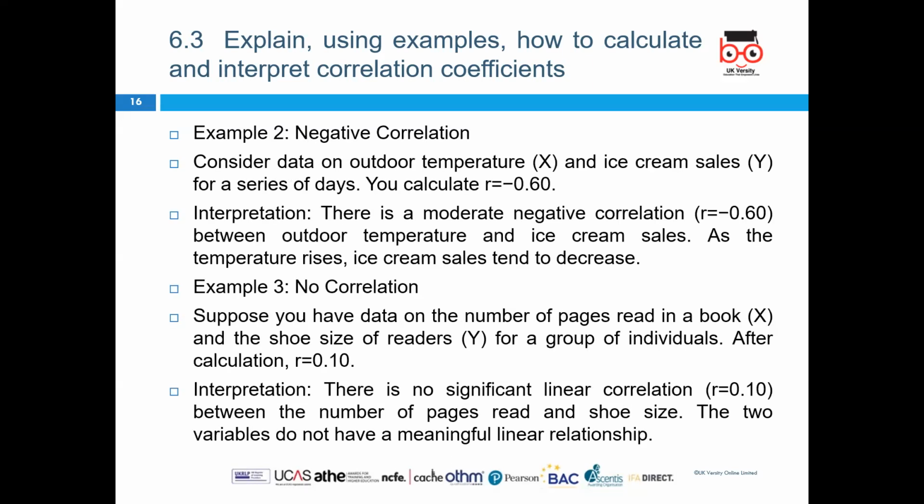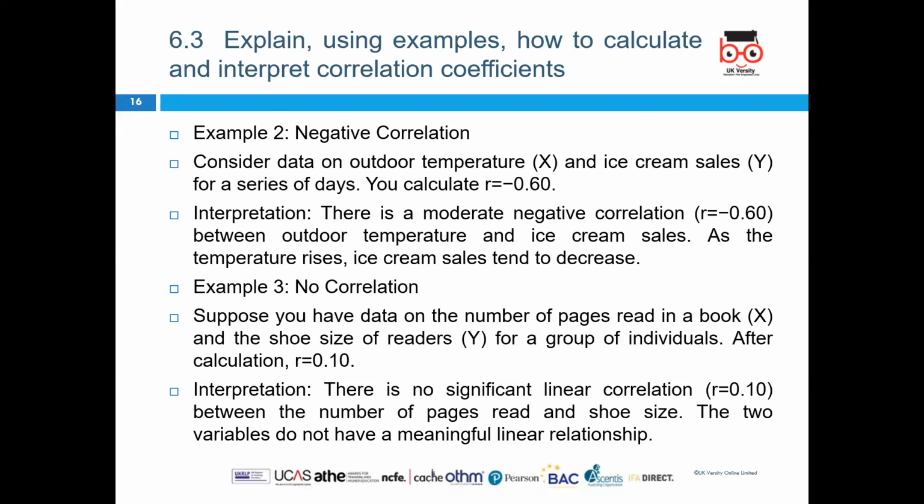Now, example 2, negative correlation. Consider data on outdoor temperature X and ice cream sales Y for a series of days. After recording the data and calculating the correlation coefficient, you get R equal to minus 0.60. So the interpretation here is that there is a moderate negative correlation between outdoor temperature and ice cream sales. As the temperature rises, ice cream sales tend to decrease. So this is the interpretation.